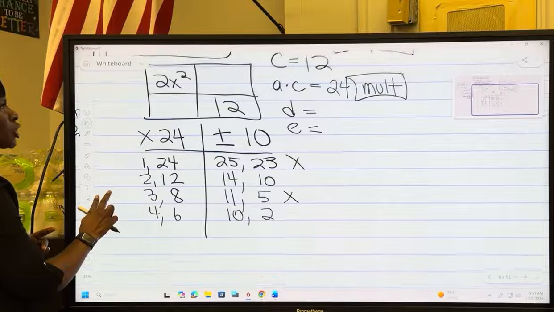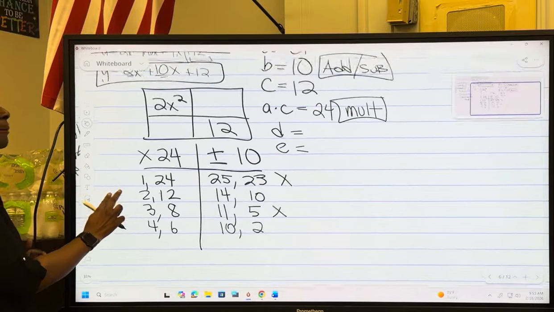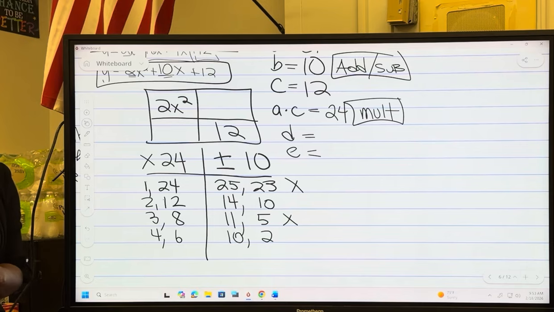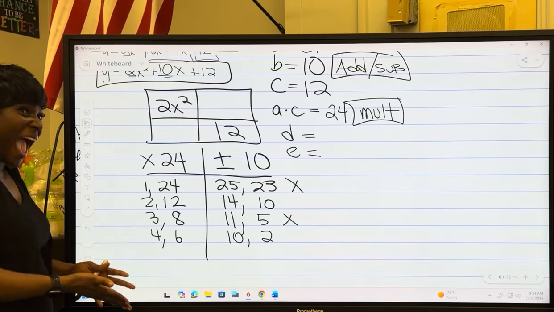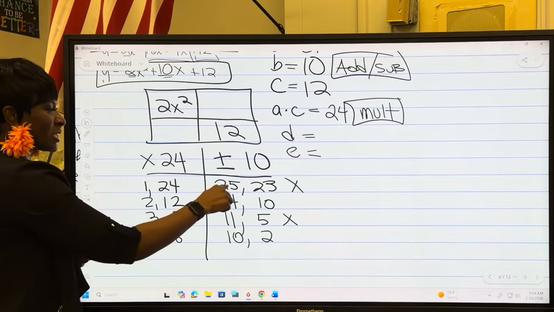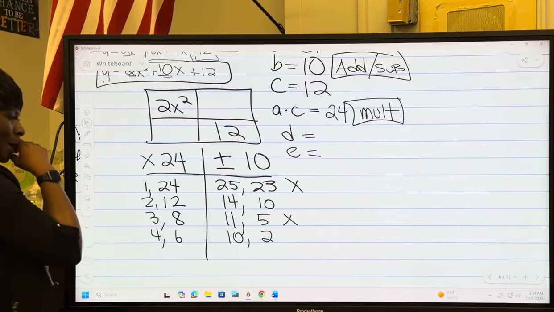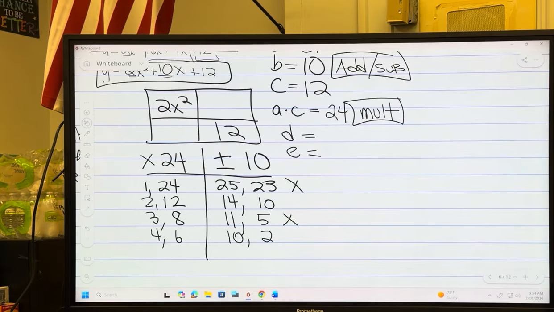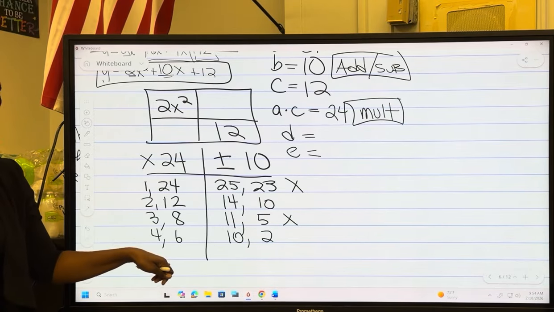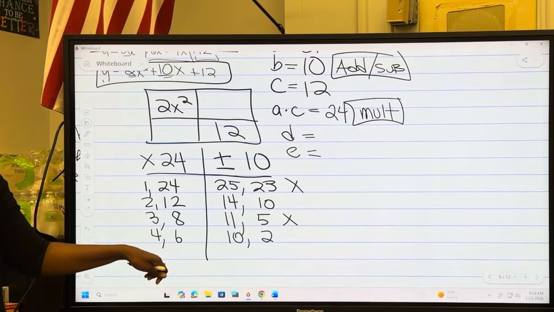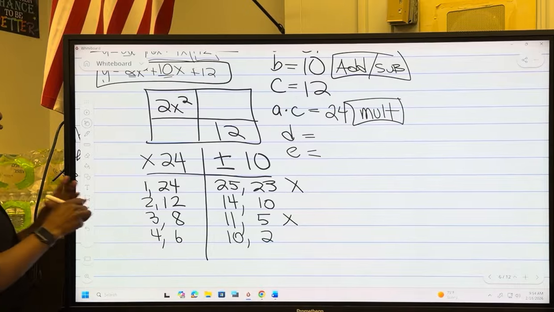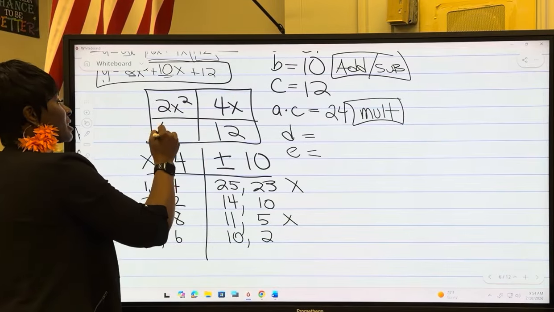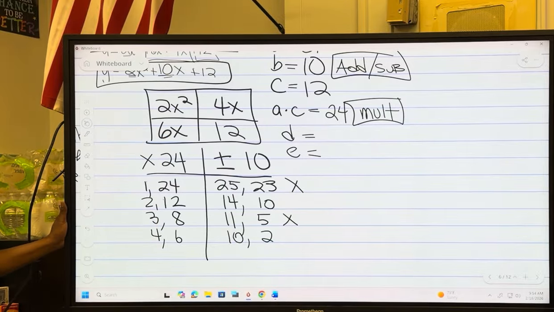So now what am I looking to do? I'm looking for two numbers that are going to give me a positive 10. Are y'all with me? These are all positives, so I need two numbers that add to give me positive 10. This was add, this was subtract. Which ones am I going to go with? 4 and 6. Positive 4 and positive 6 multiply to give me 24, but they add to give me 10. So I know my numbers are 4x and 6x. Are y'all with me? Yes?